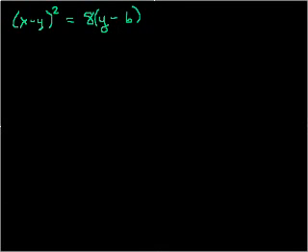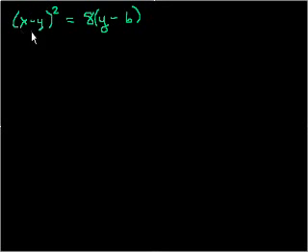This one looks simpler. x minus y squared is equal to 8 times y minus 6. All right, so let's just take the derivative with respect to x of both sides, and I'll use the dy dx notation this time. So let's first use the chain rule. Let's take the derivative of the inside. I always do inside and out.